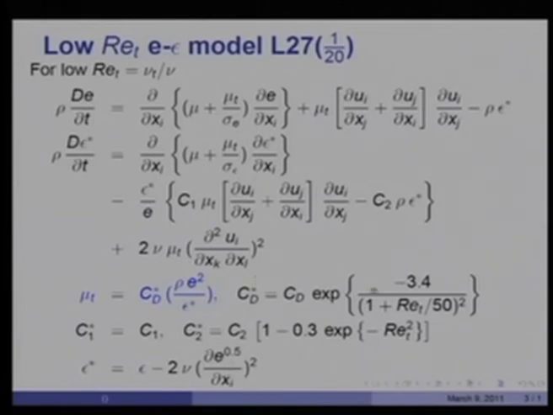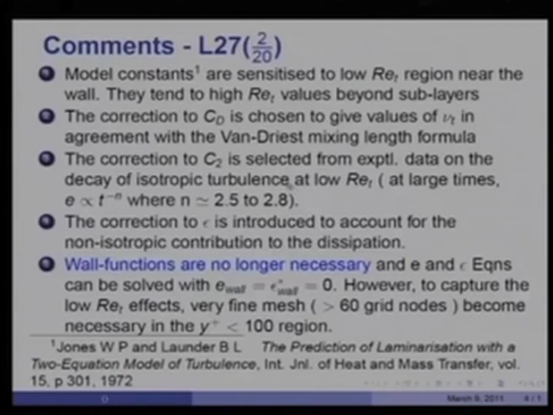Now, as you will see, when RET becomes large, that is, as we move away from the wall, all these constants will be rendered the same as those that were used in the high turbulence Reynolds number model. The model constants, and this is the reference, Jones and Launder, International Journal of Heat and Mass Transfer in 1972. So, the model constants are sensitized to the low turbulence Reynolds number region near the wall. They tend to high RET values beyond the sublayers.